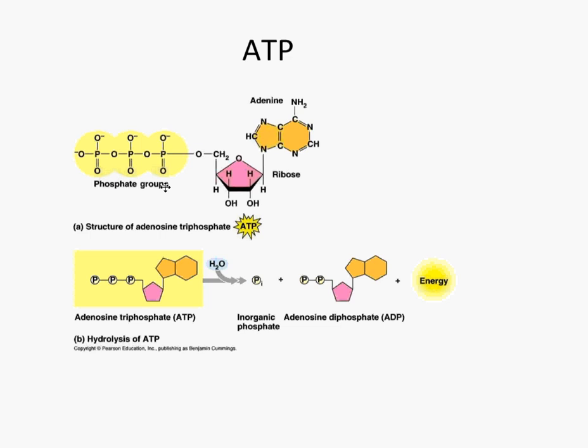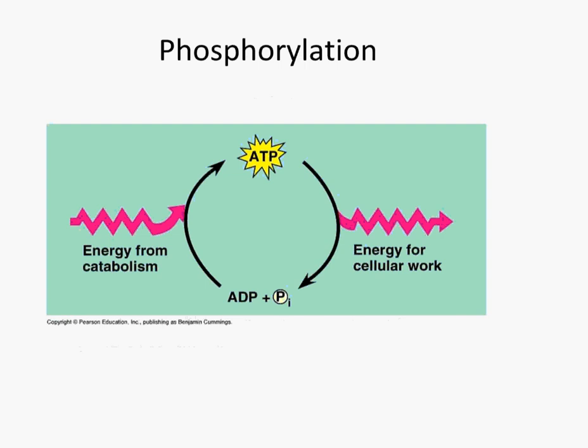And the cells use this to do lots of different things. Anytime that third phosphate is used to turn something on, turn something off, do some sort of process, that is called phosphorylation. That's just the energy from ATP being used in the form of that third phosphate to activate some sort of system in the body.